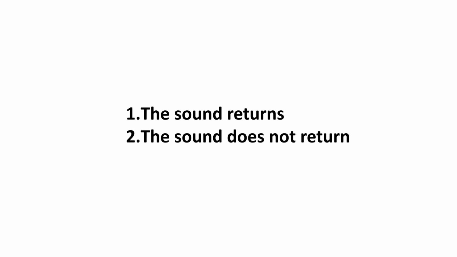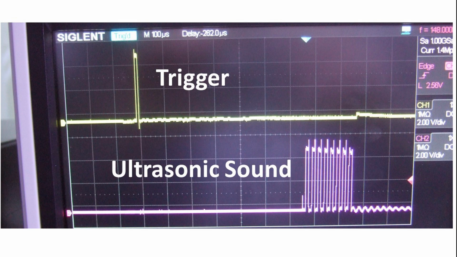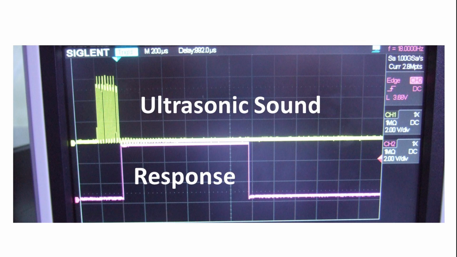How long does a measurement take? We have to distinguish again two cases. The sound is reflected and the sound is not reflected. Let's have a look at the signals of the sensor. The top signal is the trigger and the bottom signal is the ultrasonic signal sent out by the transmitter.